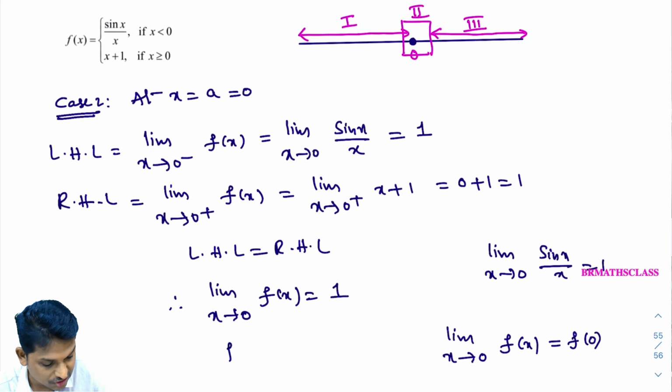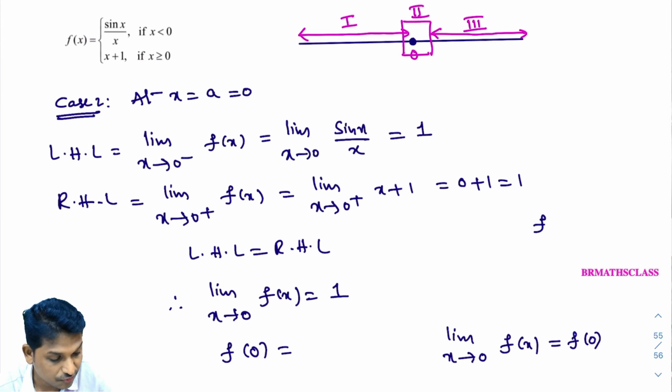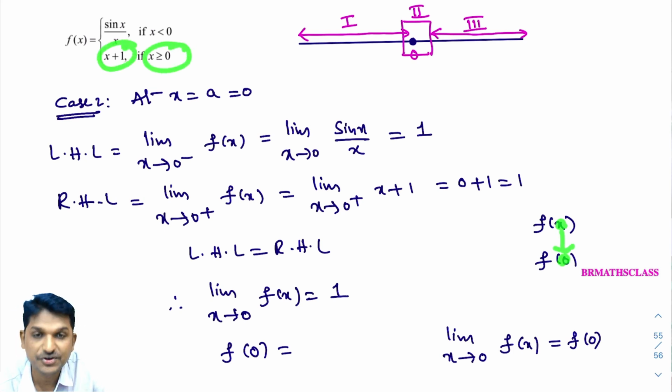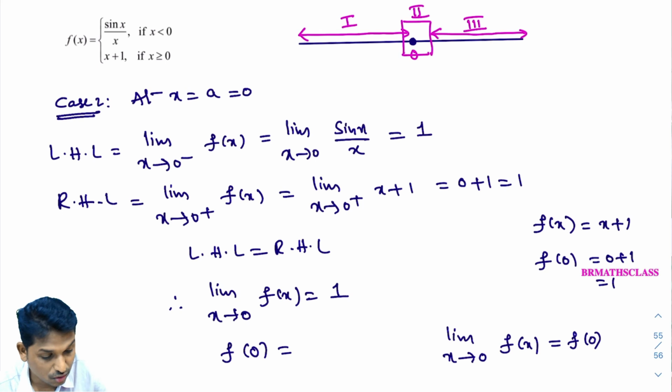To calculate f of 0, what function to choose? That is important. In place of x, here 0 is there, that means x equal to 0. When x equal to 0, we need to choose the second function. f of x is x plus 1. So in place of x, you write 0. What you will get? 0 plus 1, that is 1. So f of 0 is 1.